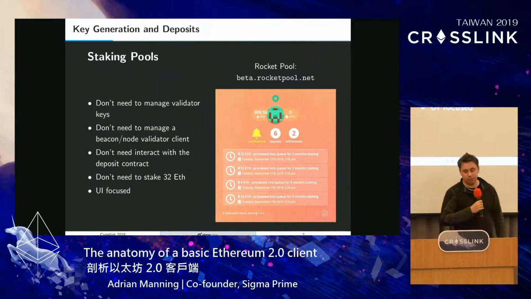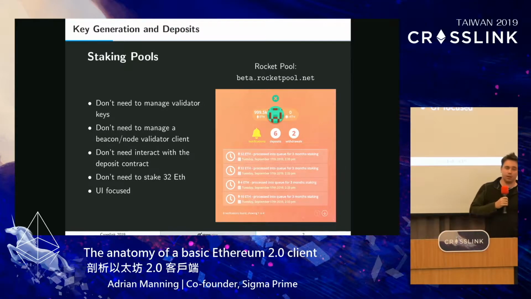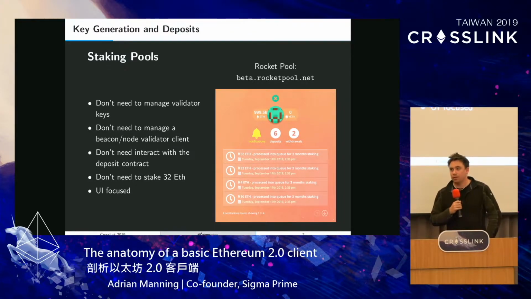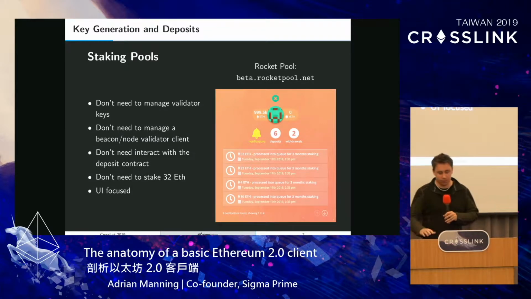So one example is Rocket Pool, which I've got here, which is a screenshot from their beta program. This pretty much abstracts a lot of the work of running Ethereum 2 clients, but it's an easy way to participate and join the system. So I figured I would mention this.